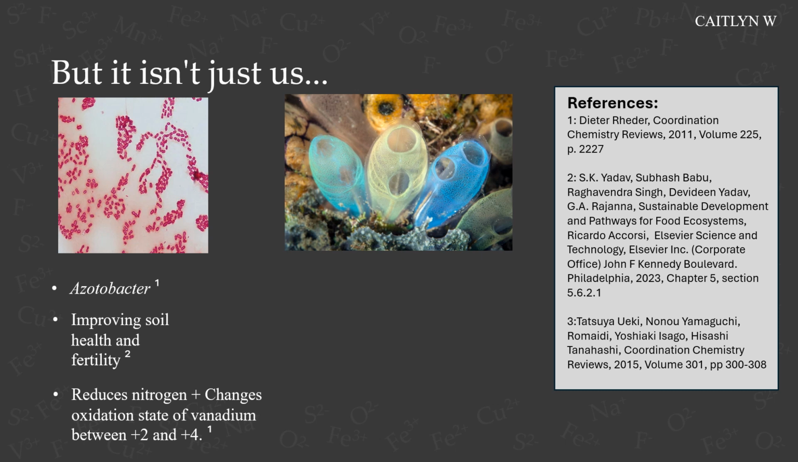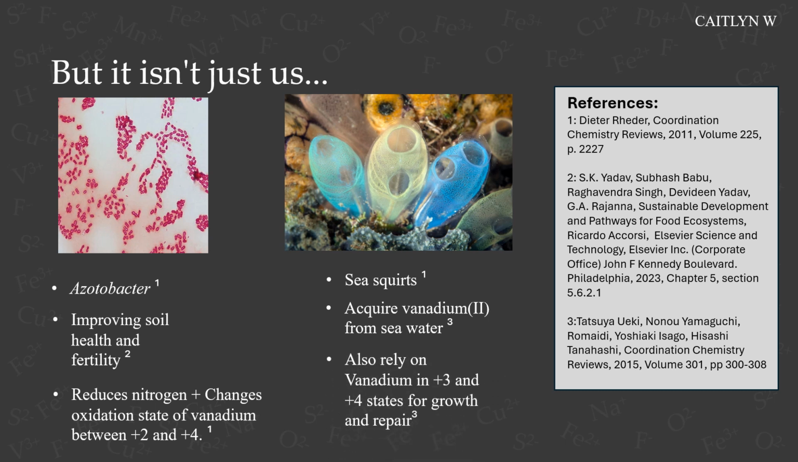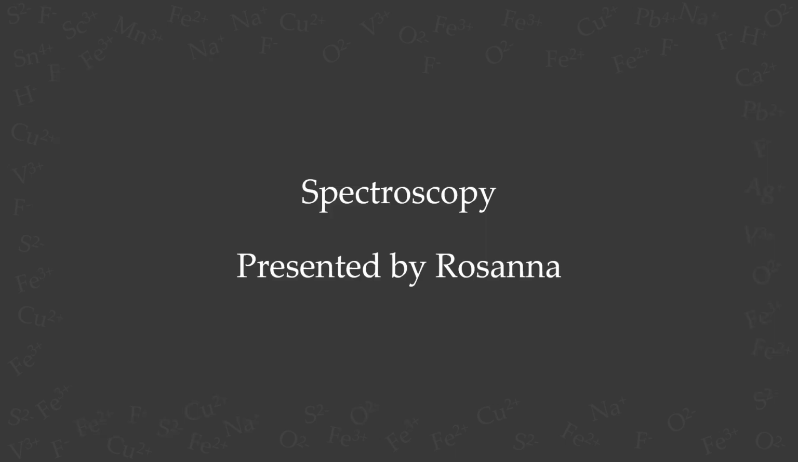These are called sea squirts. They acquire vanadium in the +2 oxidation state from seawater, which they then use for defense against bacterial infections. Not only does the vanadium help defend them against bacterial infections, but they can also store it in their blood cells, which they use to create vanadium-binding proteins called vanabins, which help them with growth and repair. These are in the +3 and +4 oxidation states.